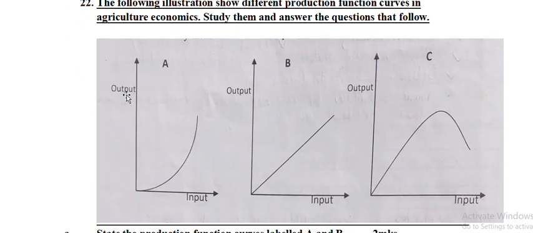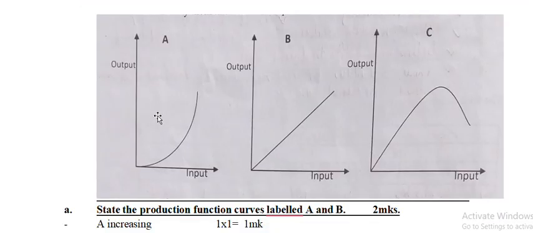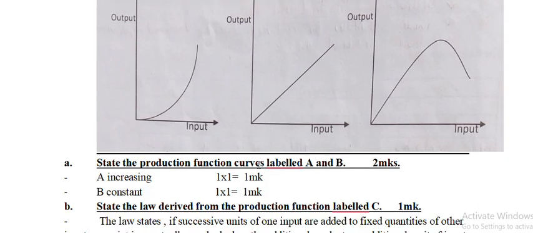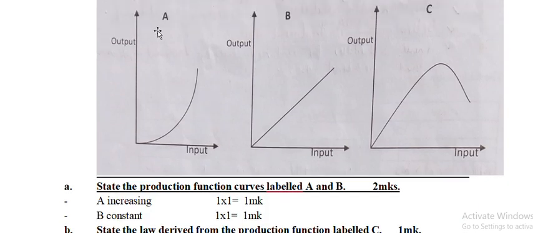Let's look at 22. The following illustration shows different production function curves in agricultural economics. Study them and answer questions that follow. We have this one A, B, C. Say the production function curve labeled A and B. This one is A, and A is increasing, then B constant.